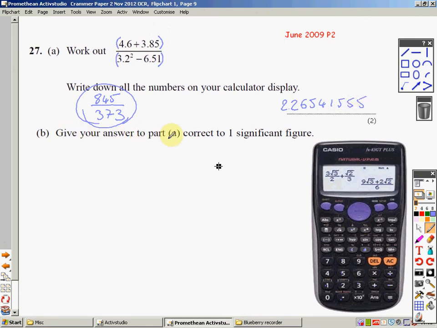Give your answer to part A, this bit, correct to one significant figure. Have one figure, chop it off there. I'll actually do it for you. Cut it off there. It'd be 2. That's less than 5, so it stays as 2. Answer 2.